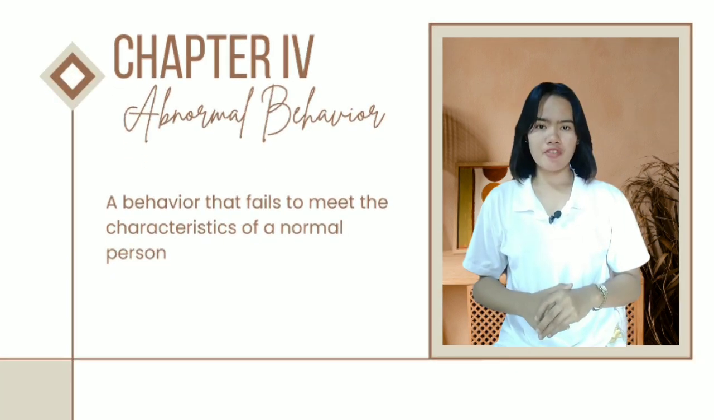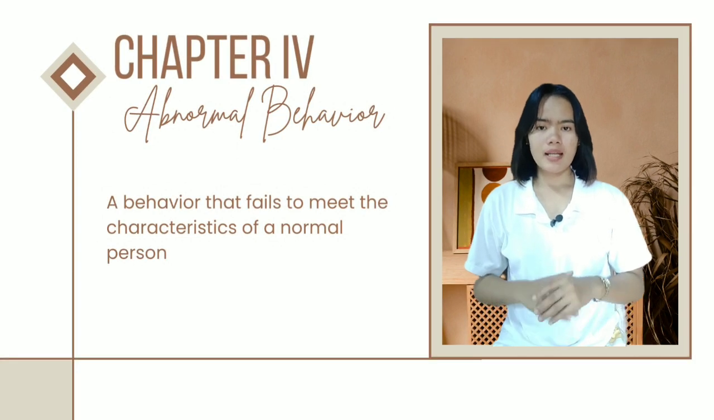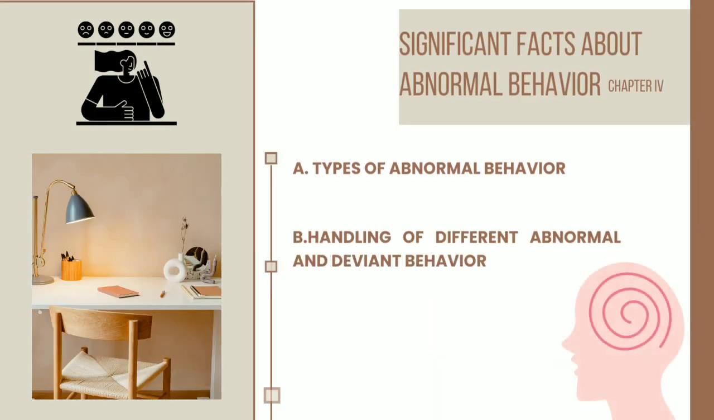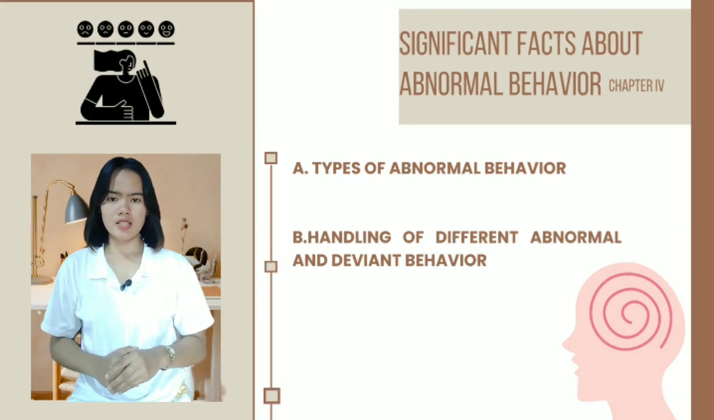Now we are on Chapter 4, which is the abnormal behavior. An abnormal behavior is a behavior that fails to meet the characteristics of a normal person. Types of abnormal behavior. Personality disorder. It originates during the early development process, leading to maladaptive behavior. We have the neurosis. Neurosis or psychoneurosis are behavioral disorders brought about by emotional tension resulting from frustration, conflicts, repression, or insecurity.